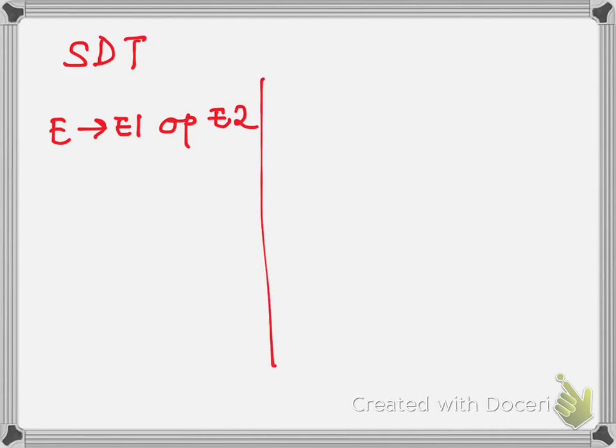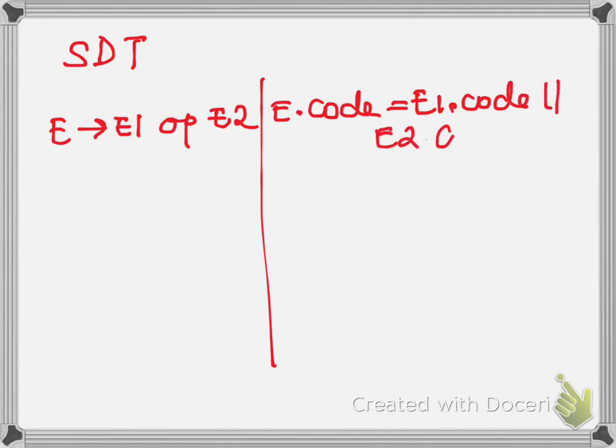So we can look at the syntax directed translation for this. If I have something like this, E is E1 op E2, then the semantic action would be E dot code. By code I mean the intermediate code for E is E1 dot code concatenate E2 dot code, concatenate, and then you put the operator at the end.